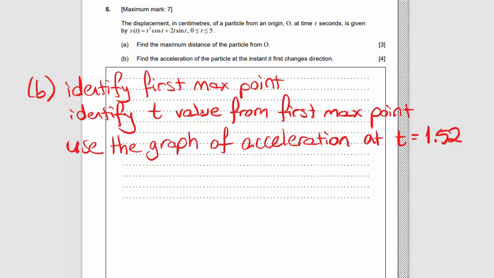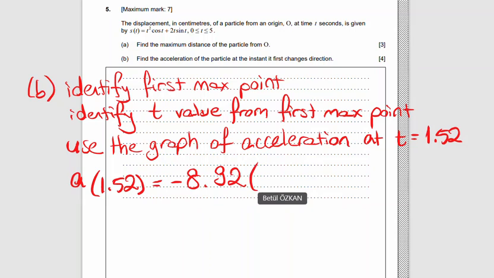So we can just write directly a of t, which represents a of 1.52, equals minus 8.92. Be careful, in the unit we were using centimeters, and right now in time it is seconds, of course. So our unit will be centimeter per second squared for the acceleration. Okay, this will become our answer for this question.